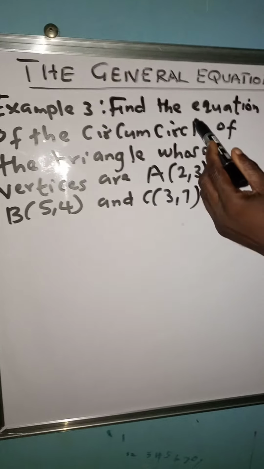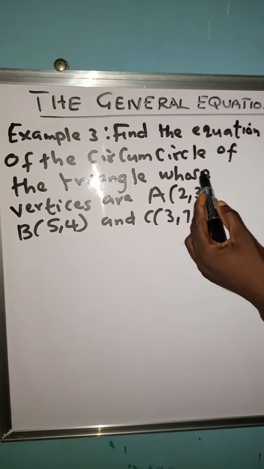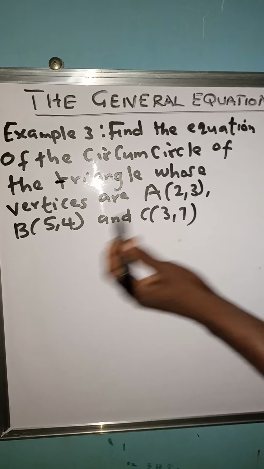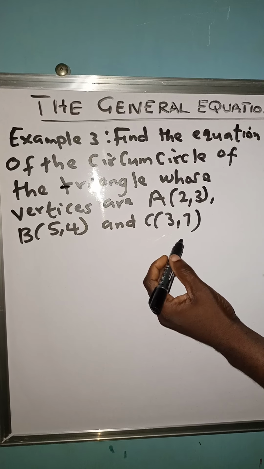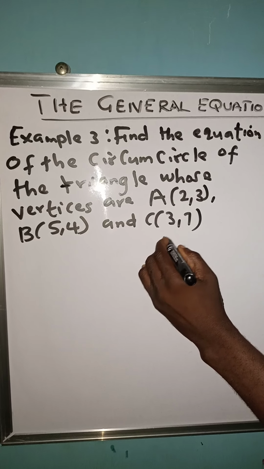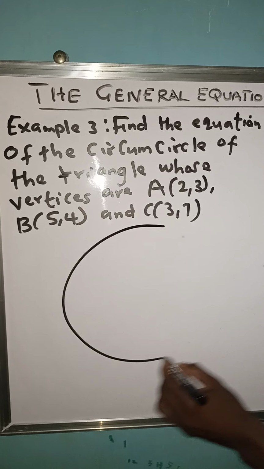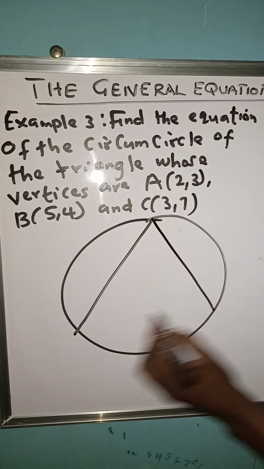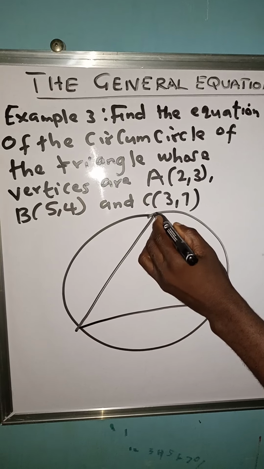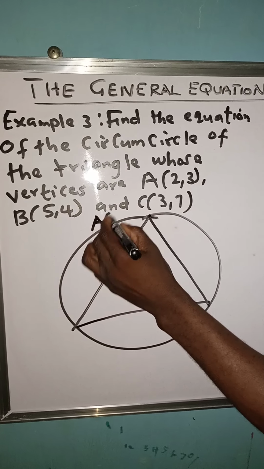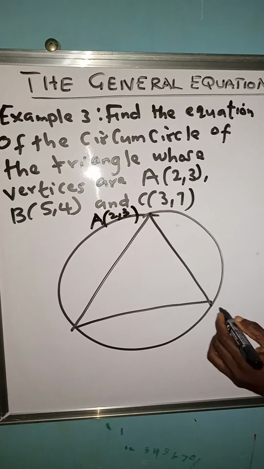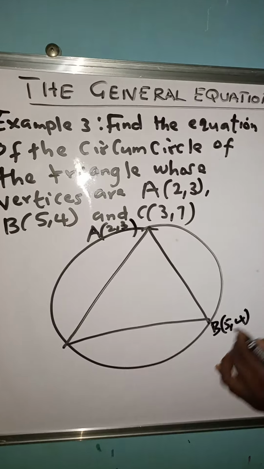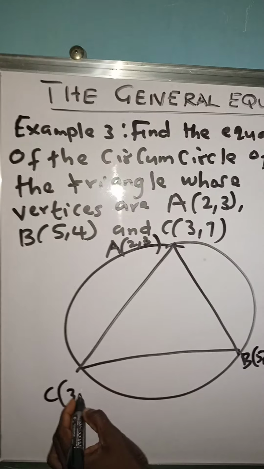Example 3. Find the equation of the circumcircle of the triangle whose vertices are A, B, and C. When you say circumcircle of a triangle, that means your triangle is inscribed in a circle. So this coordinate point here is A. Let's say A is (2, 3). Now let's say this place is B, and B is (5, 4), and C is (3, 7).